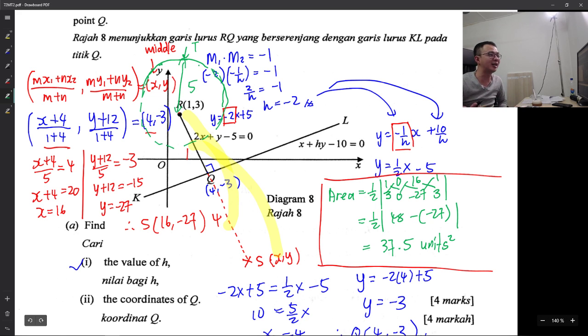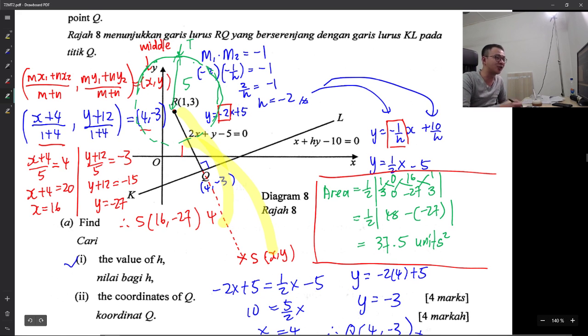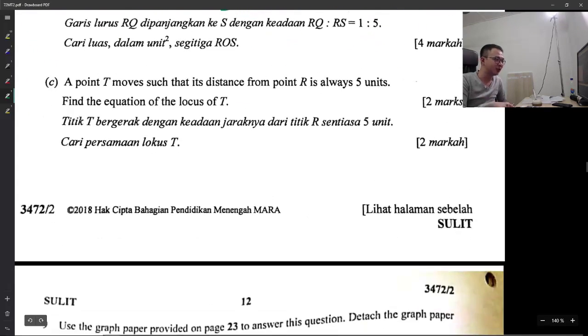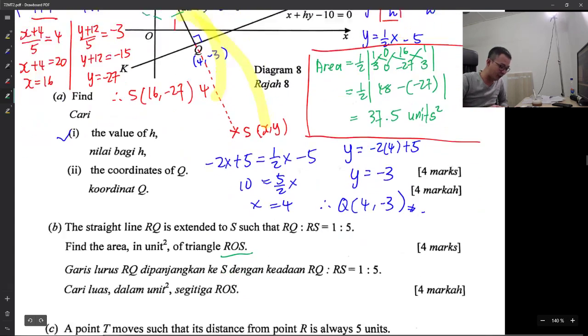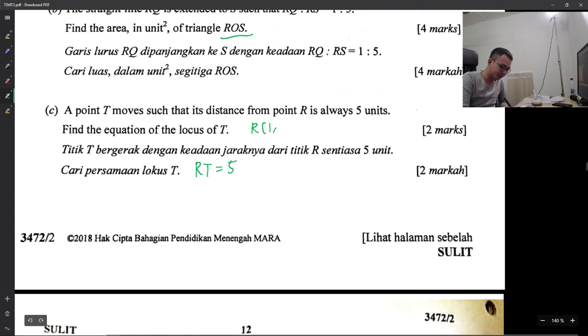It will always be 5 units from R. So over here, what you understand is RT is always equal to 5, right? So I know the distance RT is always equal to 5. And I know the coordinate of R is, what's the coordinate R again? 1, 3, right? T, I'm going to call it (x, y), which I do not know. So therefore, I will use the distance formula, which is (x minus 1) squared plus (y minus 3) squared equals 5. Then I will solve this equation.